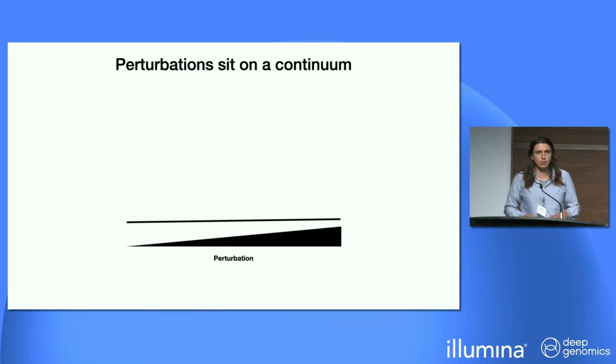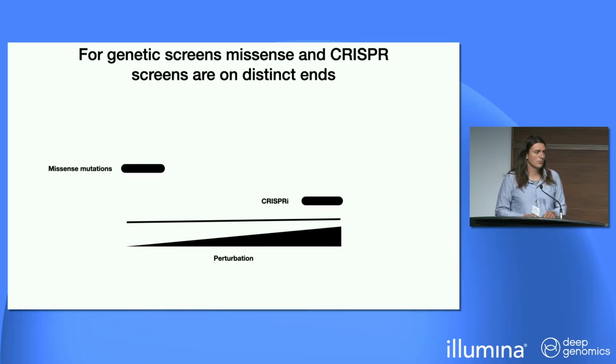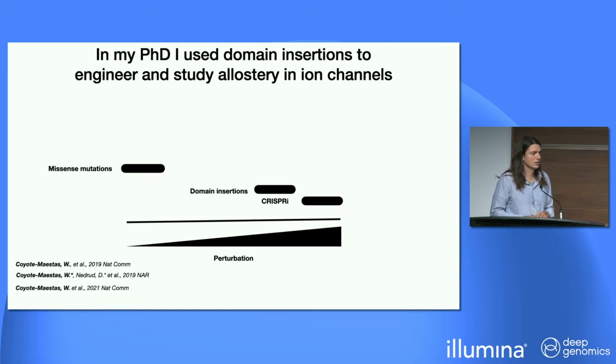But perturbations, of course, sit on a continuum where, say, missense mutations, which is most of what we've been talking about today, sit on the lower end of this continuum. But of course, CRISPR screens also sit there. And a lot of my PhD work really involved sticking whole domains, so like 90 amino acid chunks, into every position of a gene. And we use these to engineer and study allostery, but this is, of course, a different part of the perturbation spectrum.